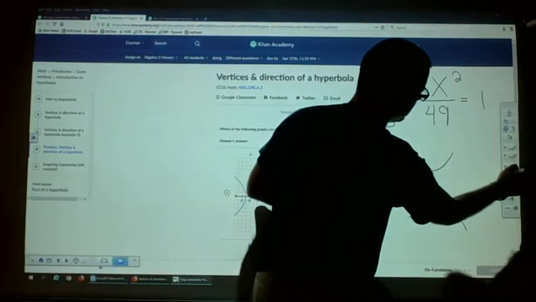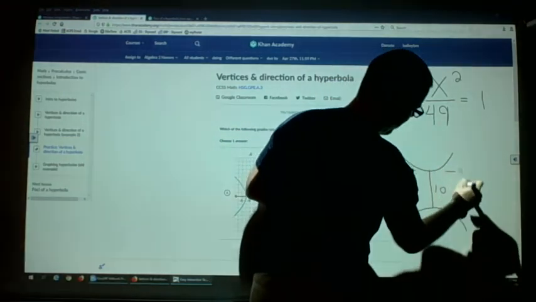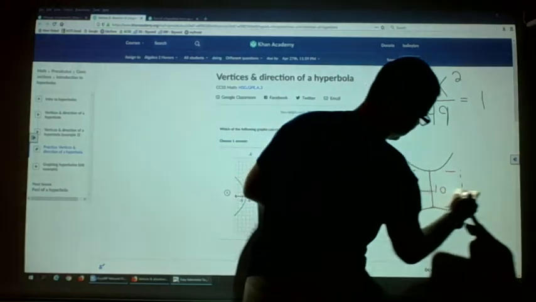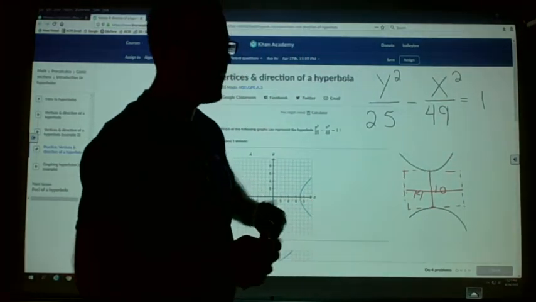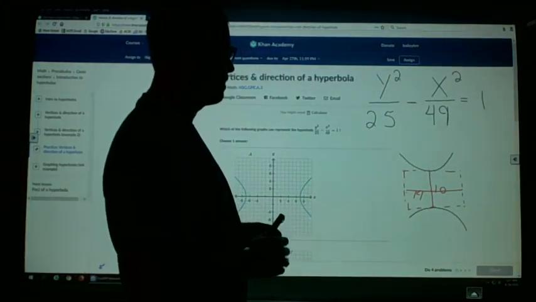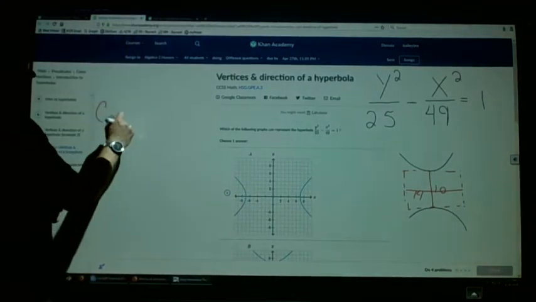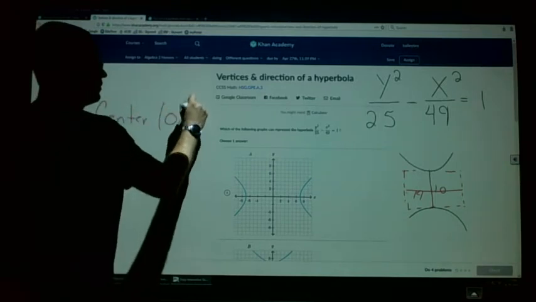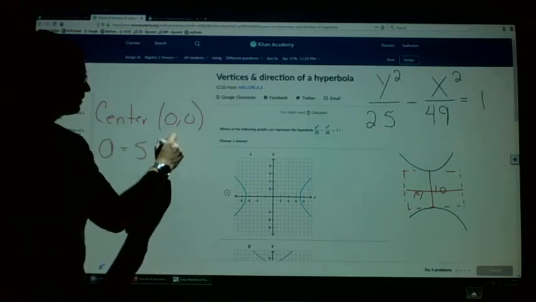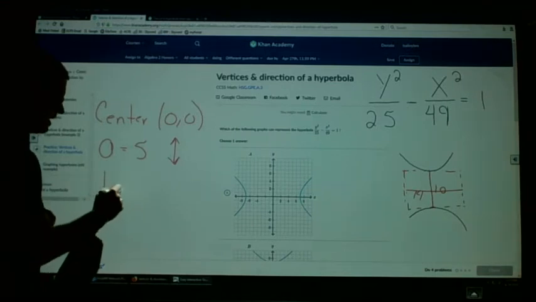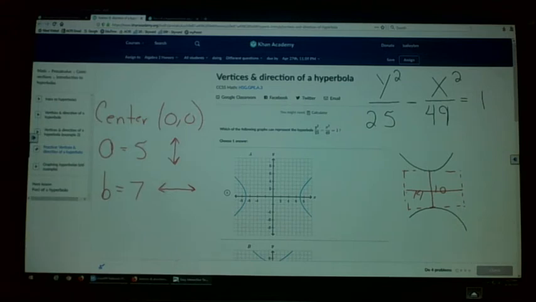So I know that the length of this axis will be 10. The length of this axis would be 14. So it's going to be a fairly wide hyperbola. Okay. So I look, and we're just going to measure the A. So if we're doing it, let's write everything down. Center at 0, 0. A is 5, and it is vertical. B is 7, and it is horizontal. And we don't need to worry about the focal point.